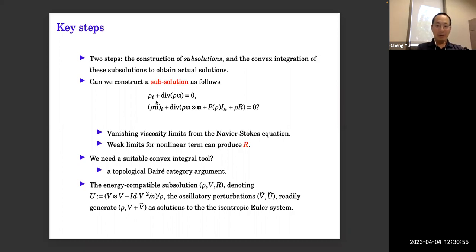Okay, so if we have some results for these two steps available, then we are ready to generate or produce infinitely many solutions. That means we just need to take the subsolution V. If we call V the subsolution and V tilde the oscillation part, we add them together to generate the solution to the isentropic Euler system. So that's the bigger idea.